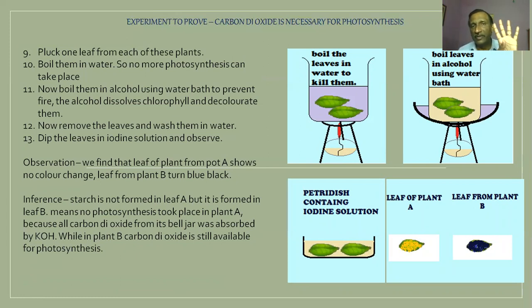So out of 4 requirements, sunlight is there because we kept the plant in sun. Chlorophyll is there because the leaf is green. Water is already there because we keep on putting water in the pot. Had we not put water, the plant would have wilted or died. So what is not there in bell jar A is carbon dioxide. And in bell jar B, we did not put potassium hydroxide, so there was enough carbon dioxide.